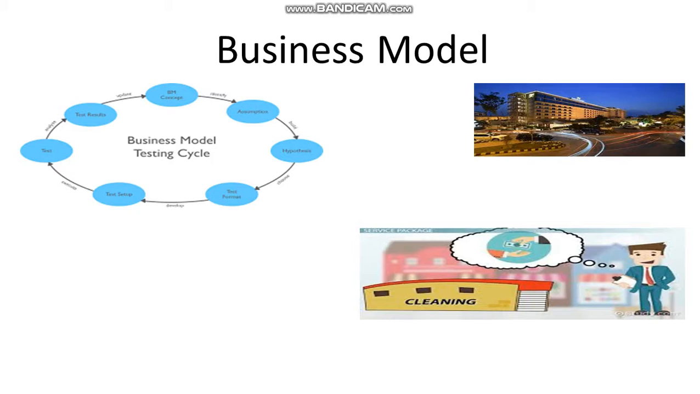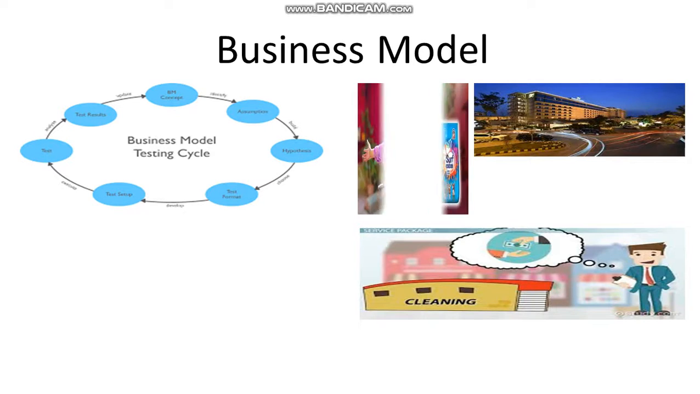After that, it is checked whether the necessary improvements are required to upgrade the business model. If so, upgrade it to the new business model concept, and the circle completes. Now again: business model concept, then assumptions, hypothesis, test format, test setup, test results. If you again find some weaknesses in your model, then upgrade it.